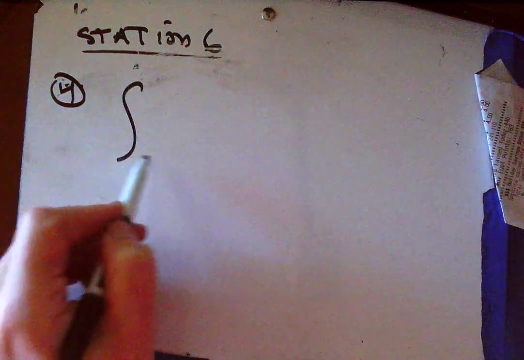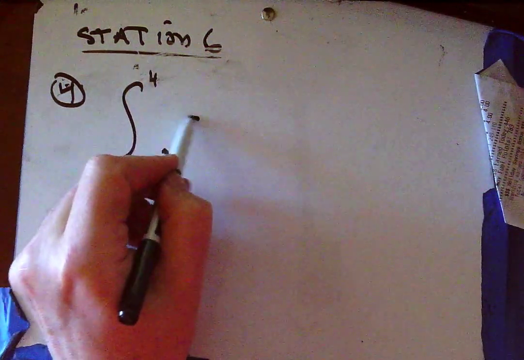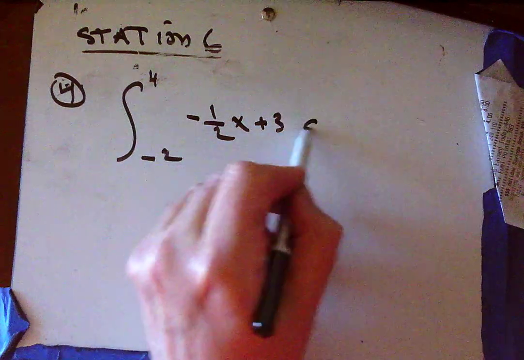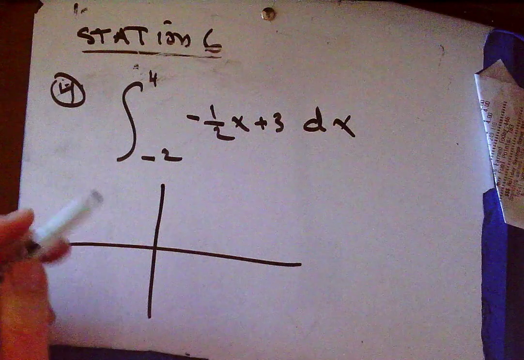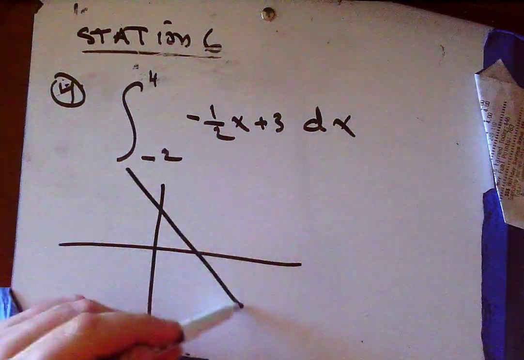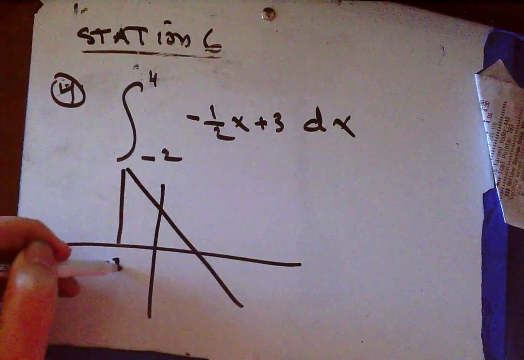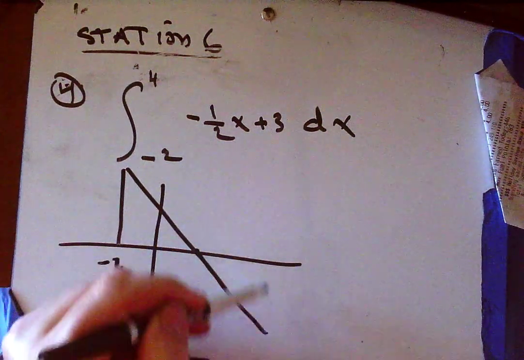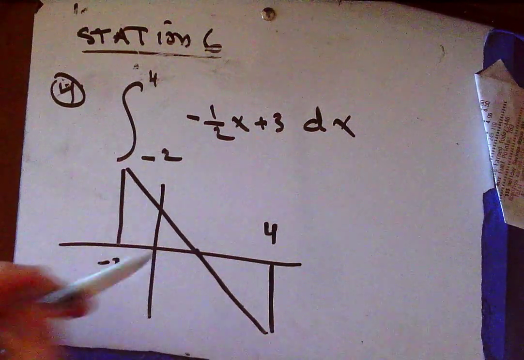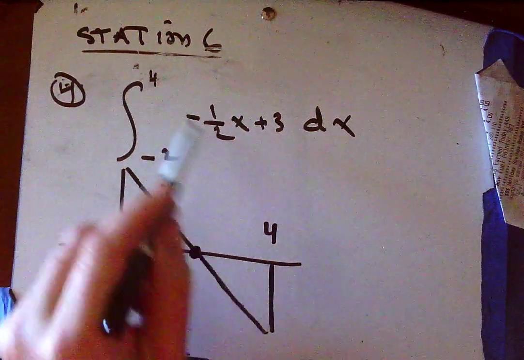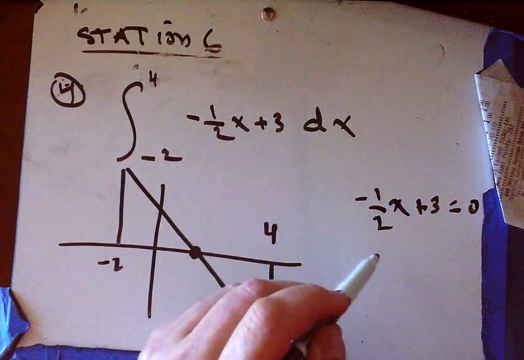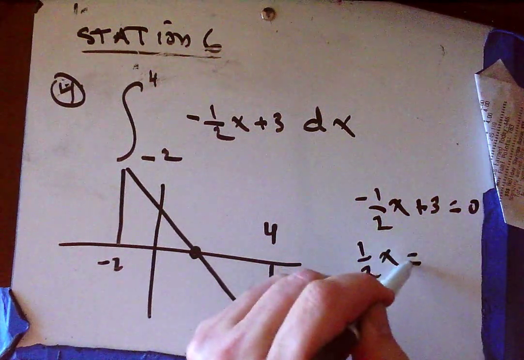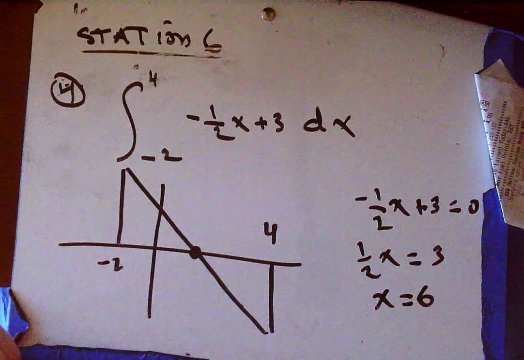And then our last one, problem number 4 here in station 6, from -2 to 4 of -1/2 x plus 3 dx. So we know what that graph looks like. We're starting at -2. We're going until we get to 4. Where is this intercept? Well, if I set this equal to 0, I end up with 1/2 x equals 3, or x equals 6.